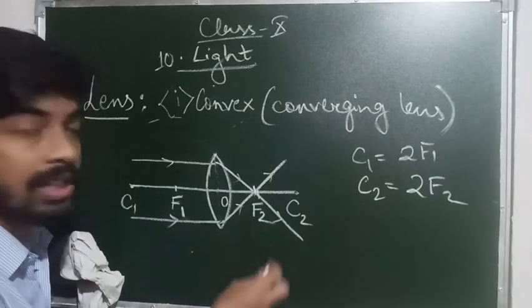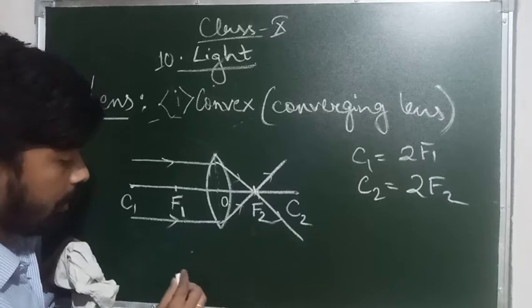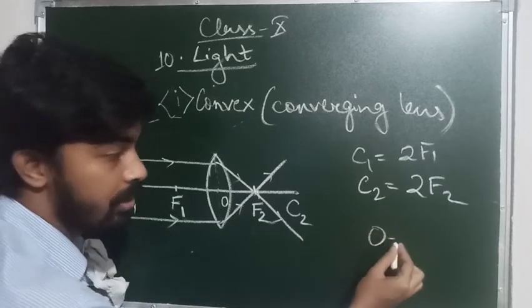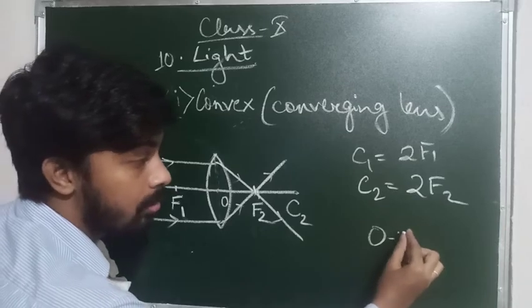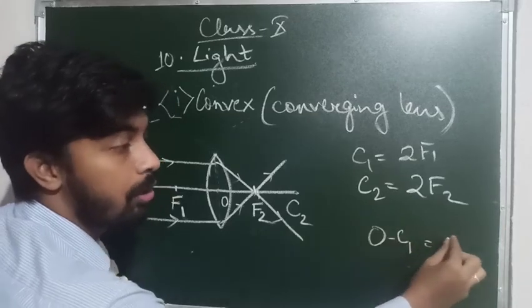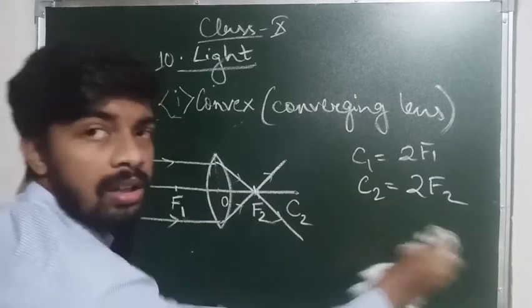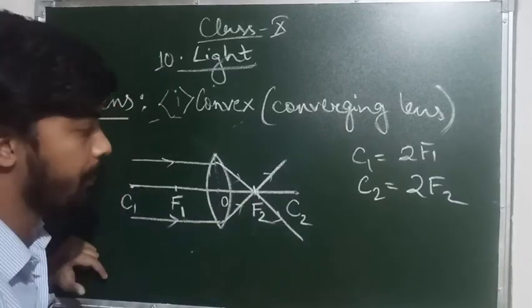Apart from these, other things are the same, like the center of curvature, optical center O, and center of curvature number 1 is equal to twice the focal length. So other things are the same as we used in the mirror.